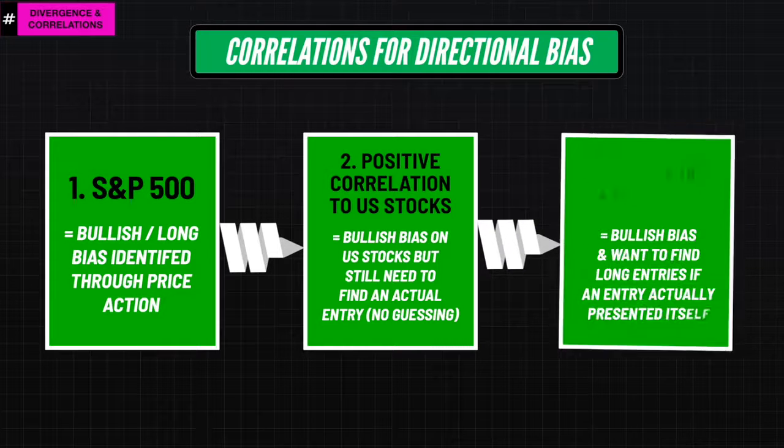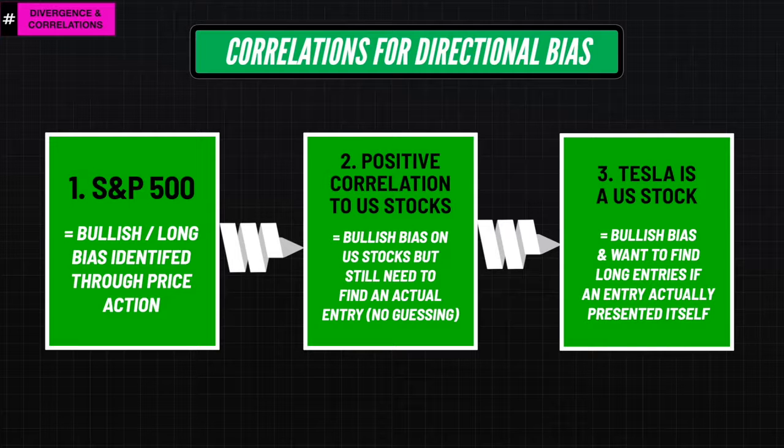This then brings us to the Tesla stock, which is a US company, and again gave us a bullish long bias on it. Now, this doesn't mean we jump in blindly. We still need to find a high quality entry. So let's pull up the Tesla stock.